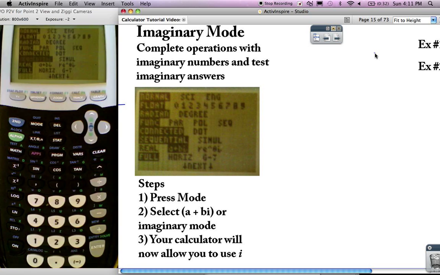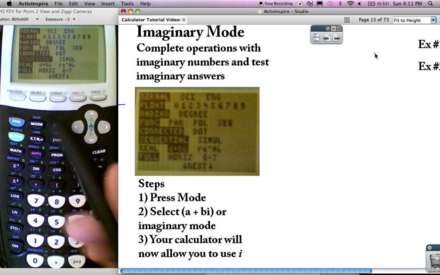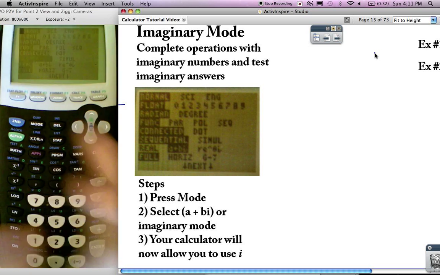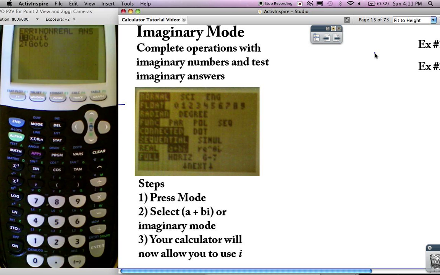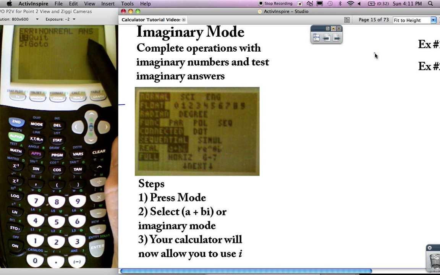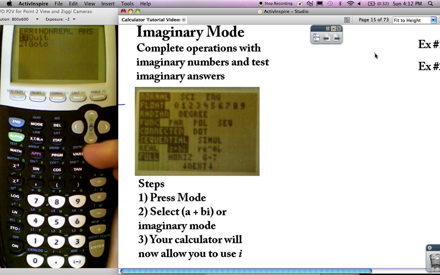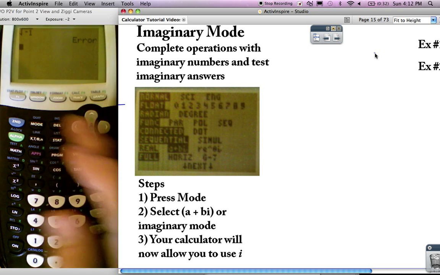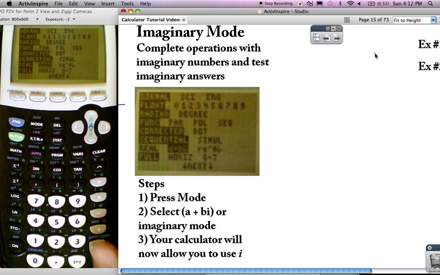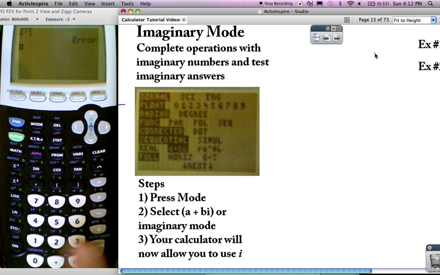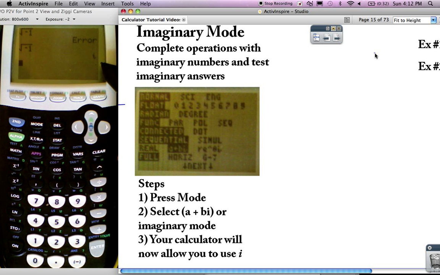Now I'm going to just show you real quick, when you're in real, which you can see right now I am, if I were to type in the square root of -1, it's going to say error, non-real answer. Well, we actually want it to accept a non-real answer, so I'm going to go into mode, and I go down here and I put it on imaginary. Now if I do that same calculation, second enter, and hit enter, notice it gives me i. How great is that?